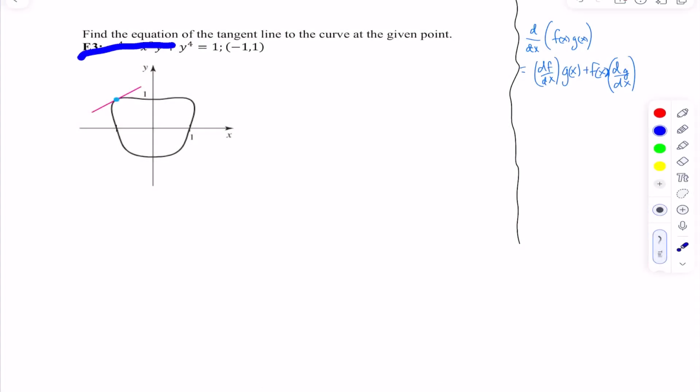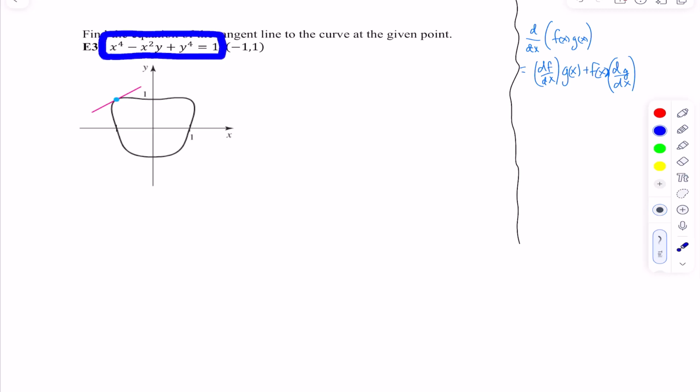Let's look at a couple more examples for the equation of a tangent line to a curve. Remember, a curve is not necessarily a function, it is simply a drawing in space. And our point of tangency is right there. And here is our curve.